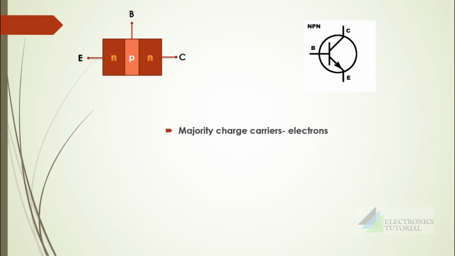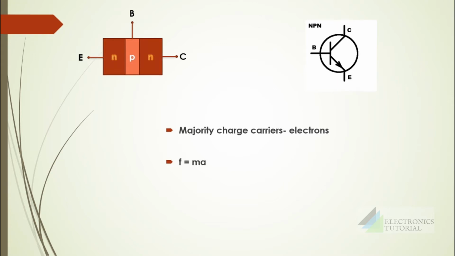Electrons are the majority charge carriers in an NPN transistor. Usually, NPN transistors are widely used. This is because of the reason that the electrons are having greater mobility than the holes.